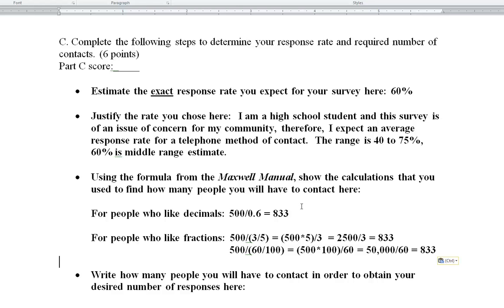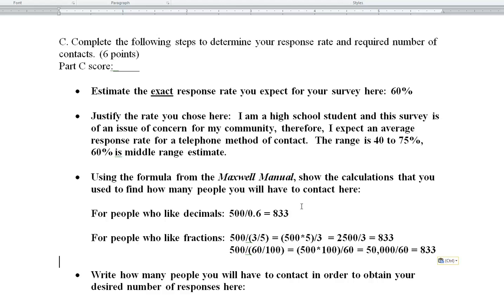So remember, I chose 60%. And I also, in the previous exercise, said I wanted to sample 500 respondents. So I'm going to have 500 divided by my response rate. If that's a decimal, it's 0.6. And that will give me 833. That's rounding down from 833.33333. If you like fractions, you could do it either of these two ways.